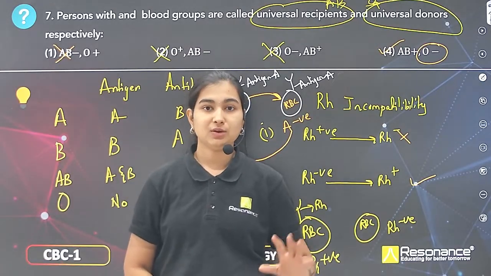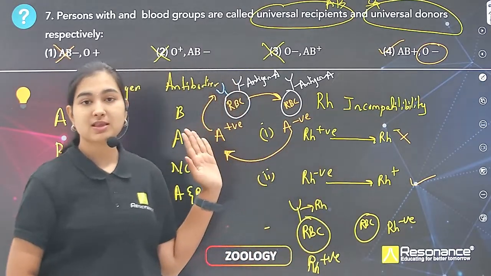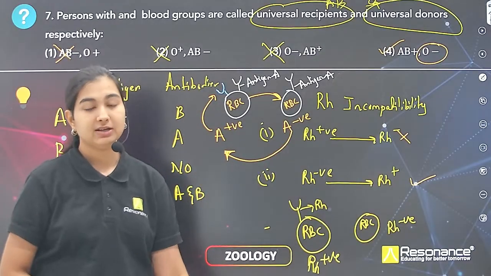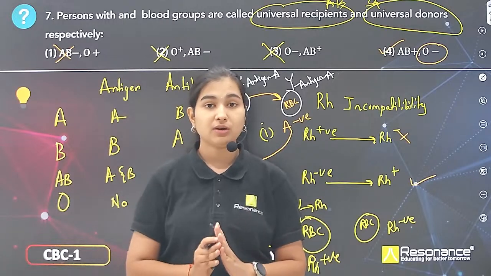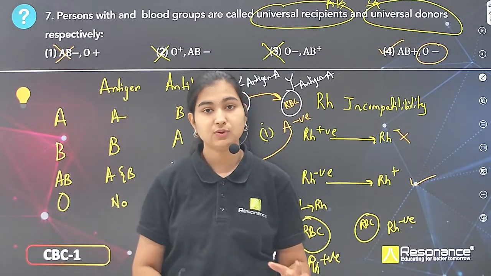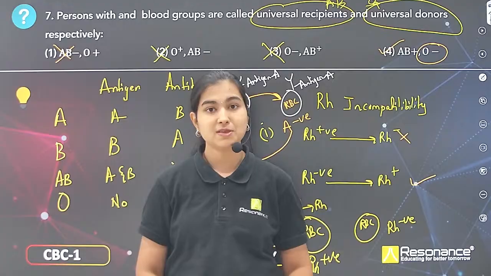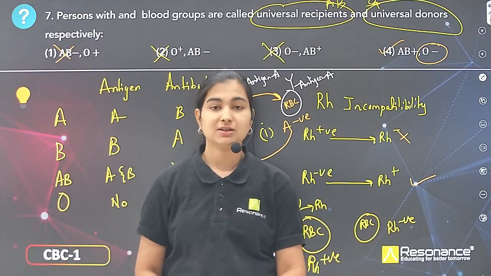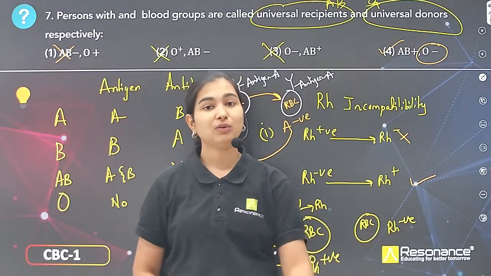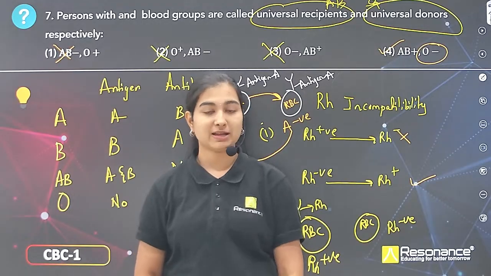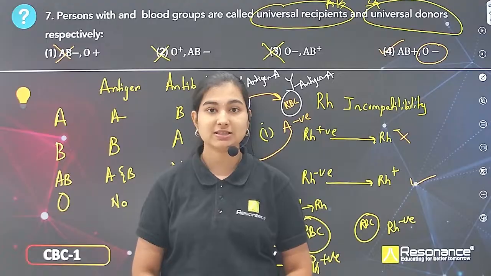I think you have now understood this concept very clearly, right? So please mark it. On a broader spectrum, if you consider just the blood groups, O is the universal donor and AB is the recipient. But if they are asking along with the RH compatibility, then AB positive is what?